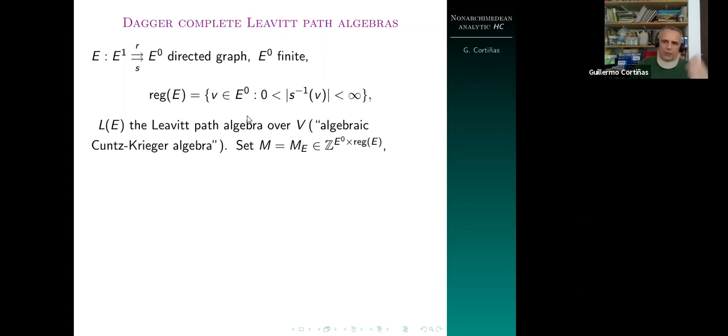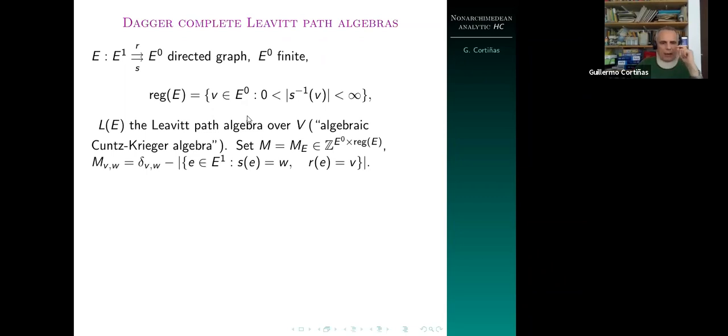Now, to express the calculation of HA, I need some notation. So I consider the matrix M, which depends on E, that has as many rows as vertices E has, and as many columns as regular vertices it has.